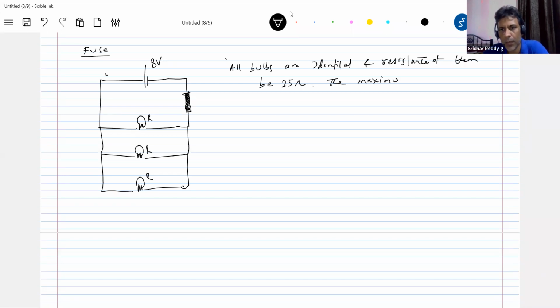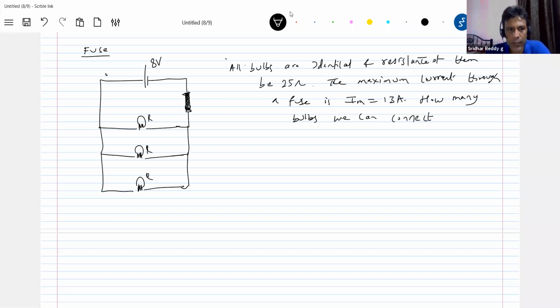The maximum current through a fuse is 13 ampere. How many bulbs can we connect?